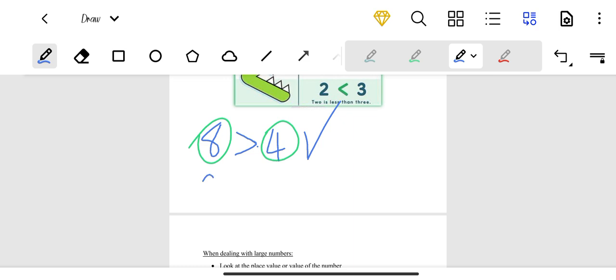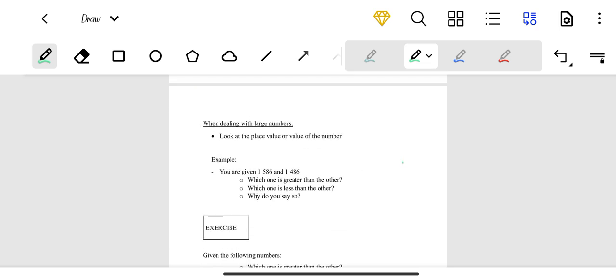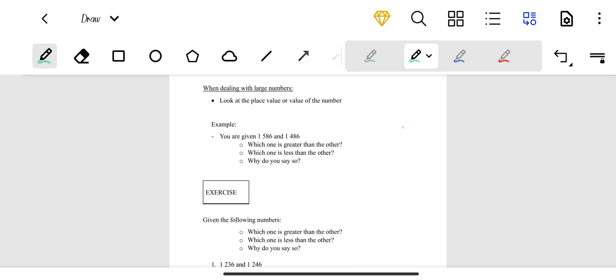So let's say we have 2 and 3. What am I going to do? The 2 is smaller, the 3 is bigger. Remember, these 2 pointers are supposed to point to the bigger number, so it means that this is going to be like that, and then you are done. So the small one is going to have 1 pointer, the bigger one is going to have 2 pointers. This is the same when dealing with large numbers, but the difference is that you have to look at the place values.